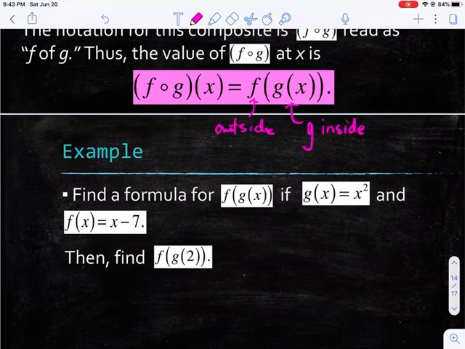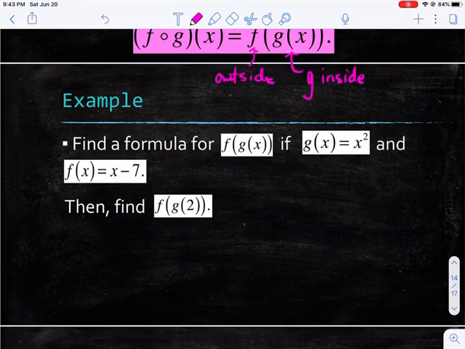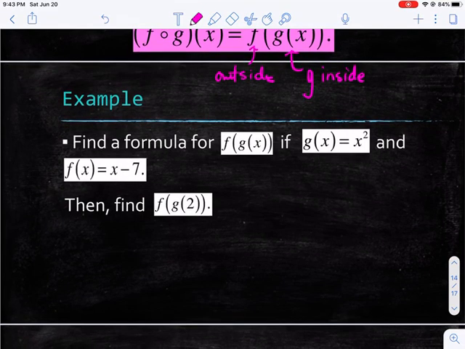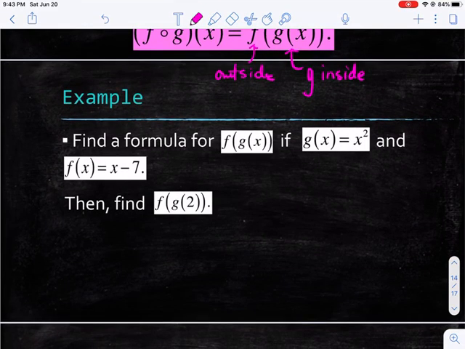We have: find a formula for f of g of x if g of x is equal to x squared and f of x is equal to x minus 7. So there are a couple ways that we could do this. We could say like this. We could say, all right, well, let's find g of 2 first. G of 2 is equal to 2 squared, or it's equal to 4.